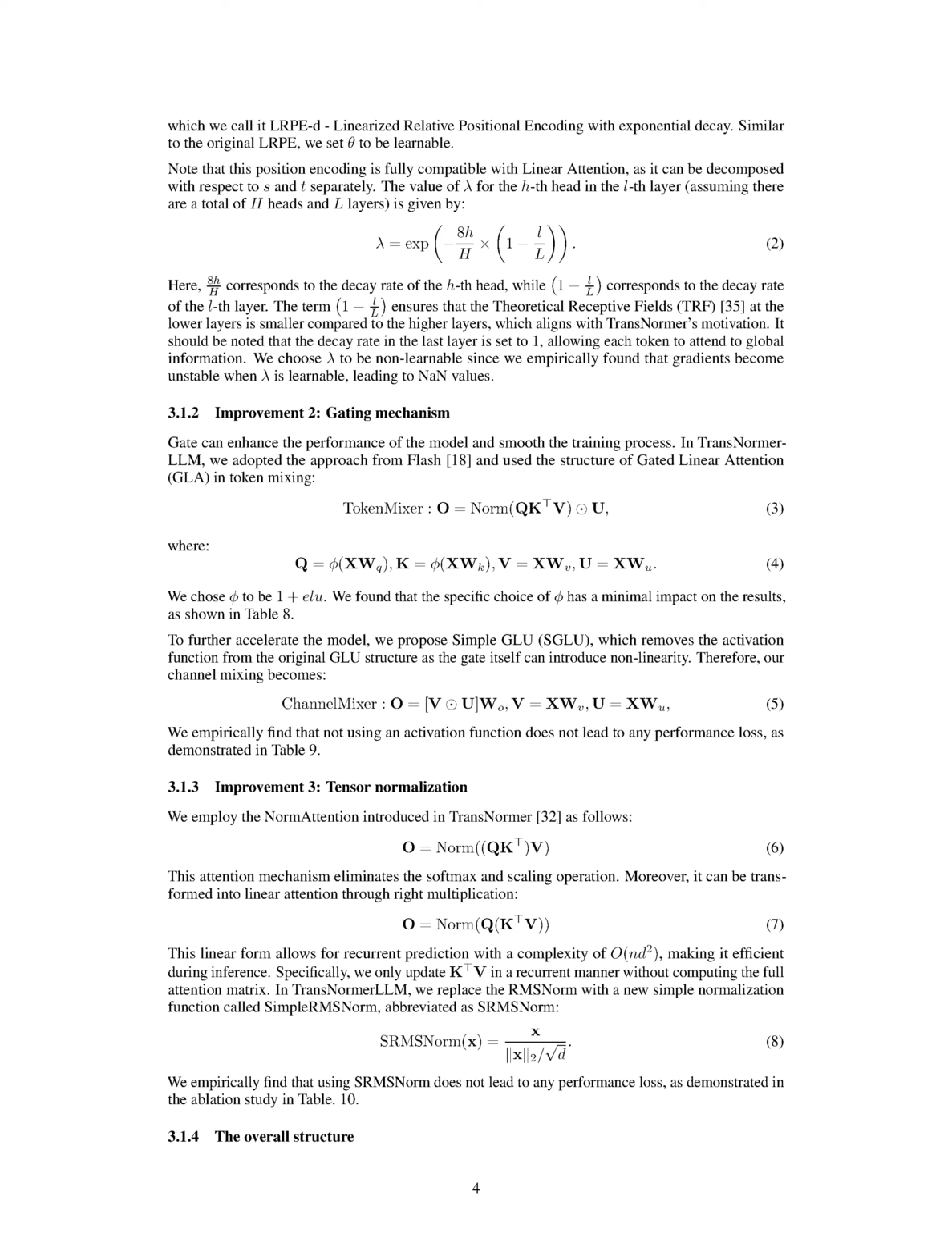The value of lambda for the h-th head in the l-th layer, assuming there are a total of H heads in L layers, is given by the exponential of -8 times the head number divided by the total number of heads, multiplied by 1 minus the layer number divided by the total number of layers.